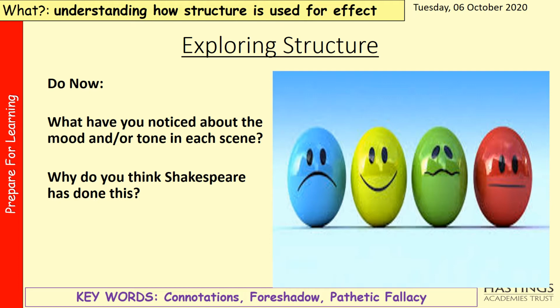In today's lesson, we are going to be looking at the structure of the play and we're going to be reading a few more scenes. Before you do, can you answer those two questions there on the screen? Just write down a couple of sentences in response to those. What have you noticed about the mood and or tone in each scene, and why do you think Shakespeare has done this?